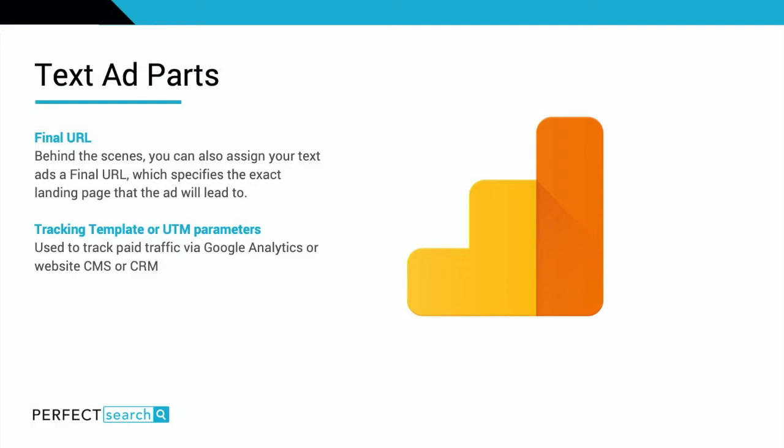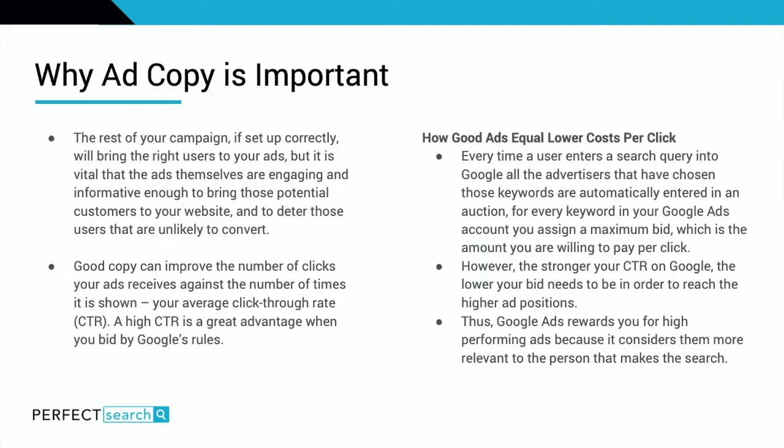And then with that, there are also tracking templates or UTM parameters that you can attach to a final URL. All that does is that data gets sent to Google Analytics so that Google Analytics can track ad traffic, or depending on how the advertiser or the business has their CMS or CRM set up, it can also be transferred to those.